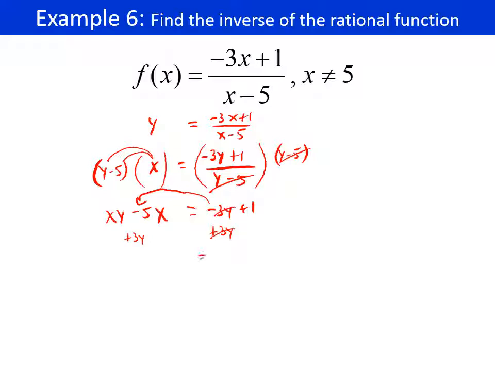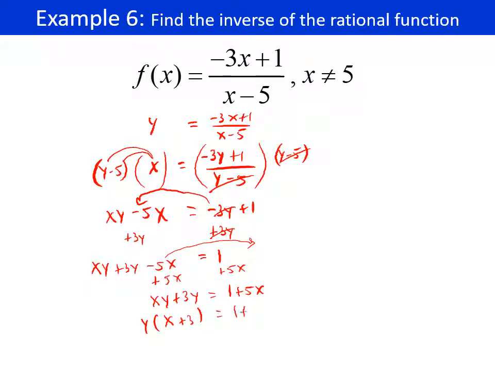That disappears. Nothing combines. We need the 5x over on the other side. We will add 5x to both sides. We will factor the y from the left-hand side. And finally, divide both sides by x plus 3.